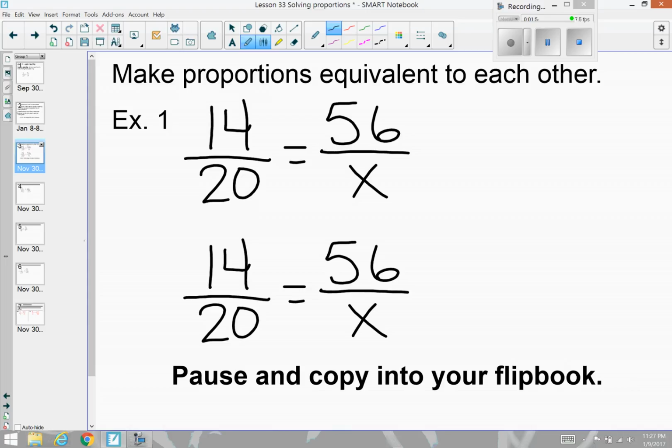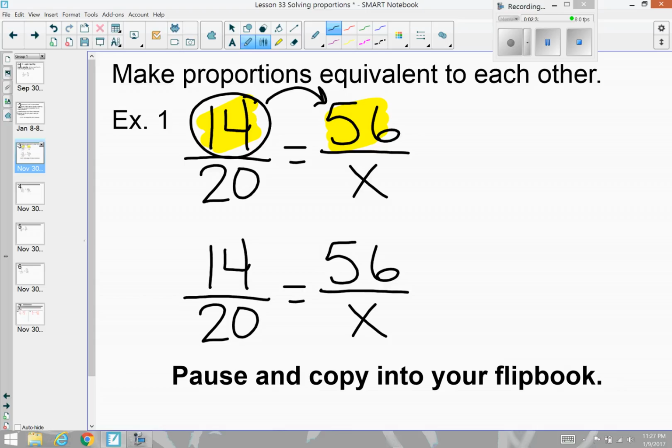So again, our goal is to make these proportions equivalent to each other by solving for the missing value. In the first case, we want to figure out if there is a common denominator or common numerator. In this case, we have the two known values as 14 and 56. So our goal is to see, is there some way we can take the smaller value and multiply it to make the larger value?